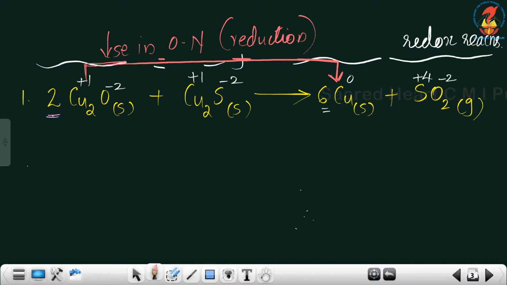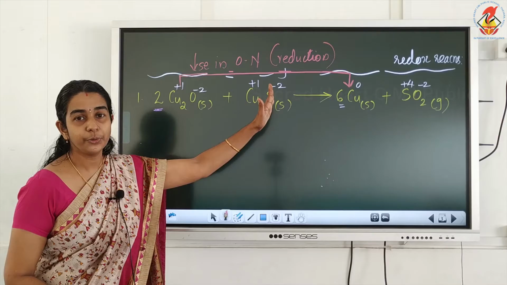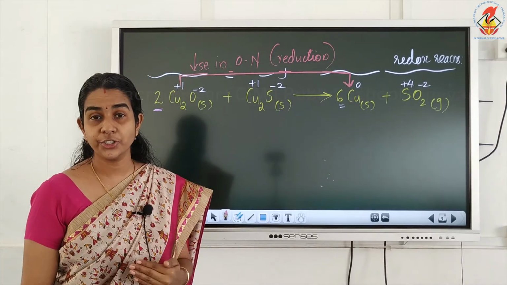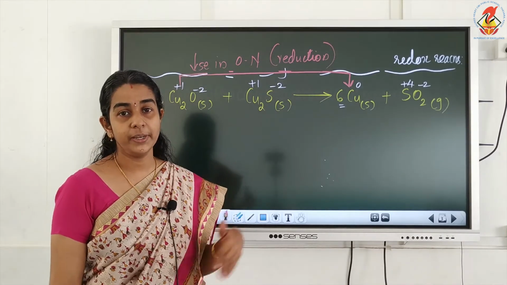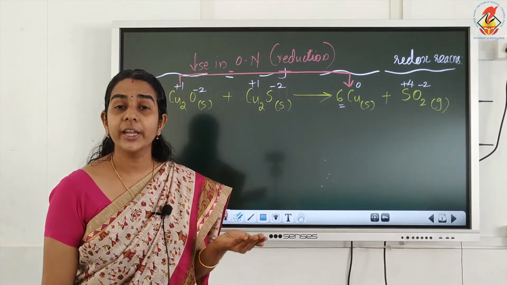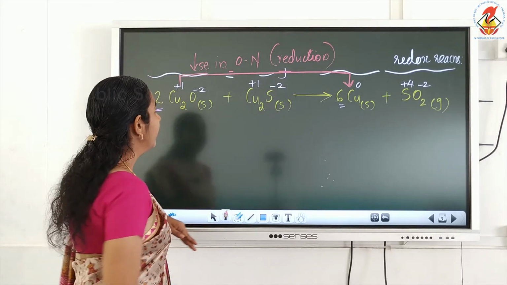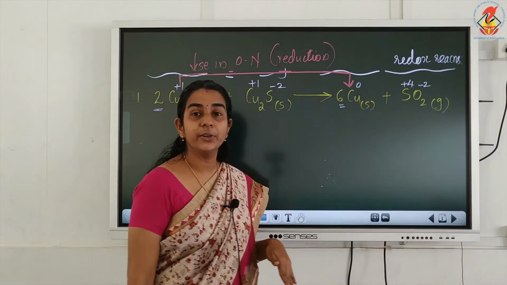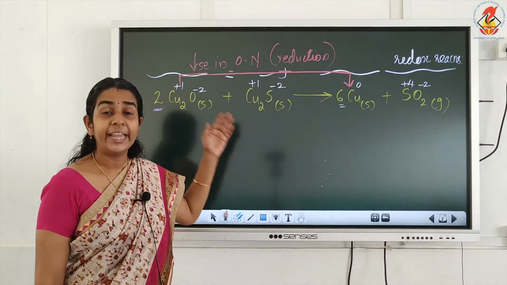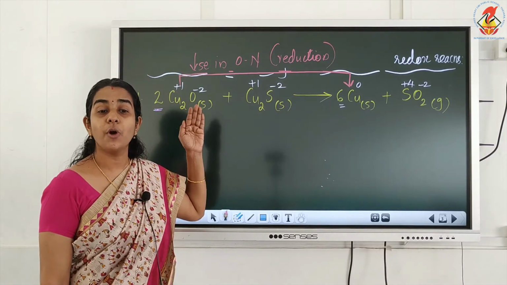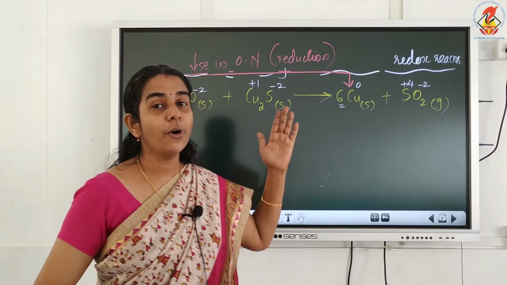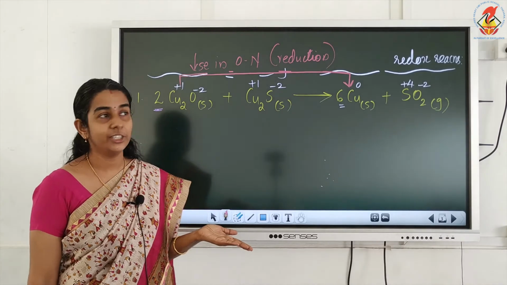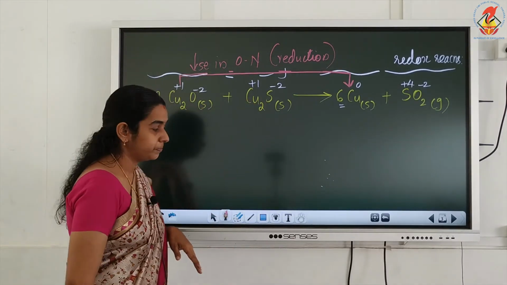See the way of writing: we have to draw one arrow from left hand side to right hand side, and above this arrow itself we have to represent whether it is an increase in oxidation number or a decrease in oxidation number. Also in brackets we have to write whether it is oxidation or reduction. Now see the case of oxygen. On the left hand side it is -2, right hand side also -2. There is no change in the oxidation state or oxidation number of oxygen. So in terms of oxygen, we cannot say that it is undergoing oxidation or reduction. There is no change for oxygen. Now see in the case of sulfur.